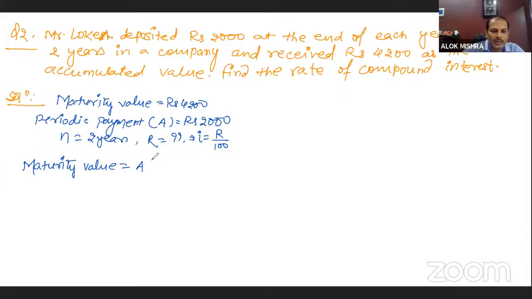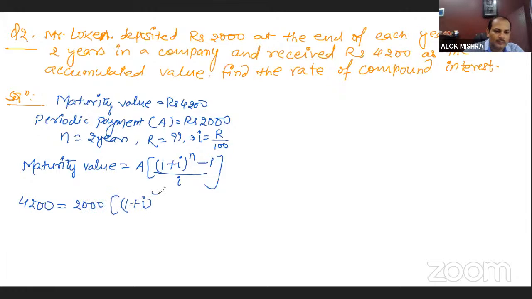Maturity value is equal to A bracket 1 plus I to the power n minus 1 upon I. Whatever values we have, we just need to substitute. So it's 4200 is equal to 2000 into 1 plus I to the power 2 minus 1 upon I.